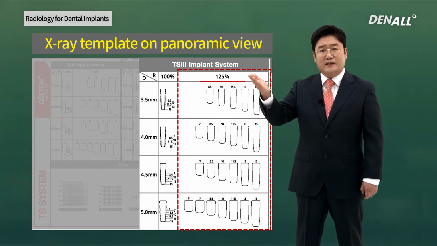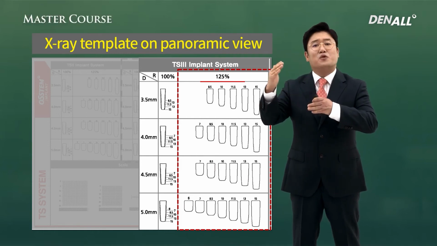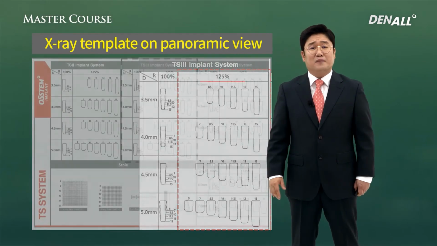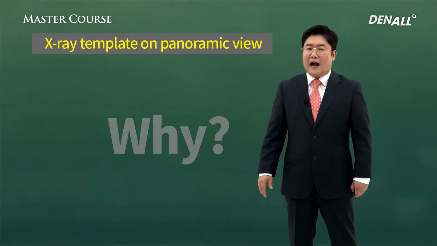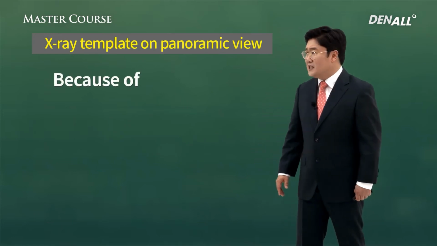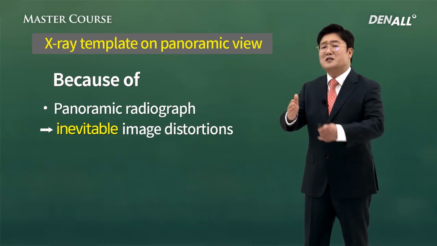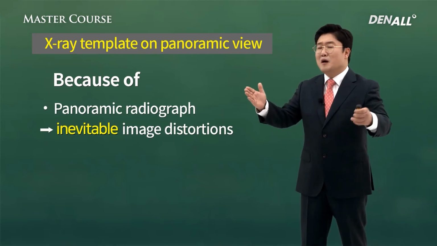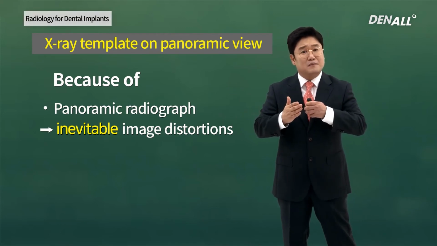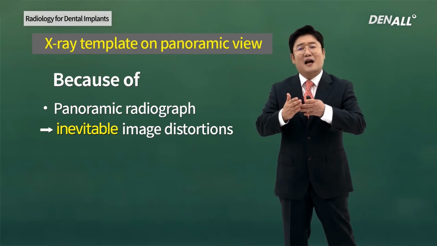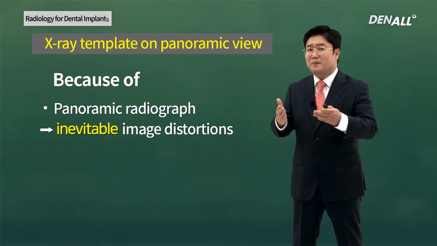As is indicated here, it is 125% bigger than the actual size. 25% amplification is done here. Why? I believe you know, but because panorama is a spread out picture, therefore inevitable image distortions occur. The image size is changed from the original size.